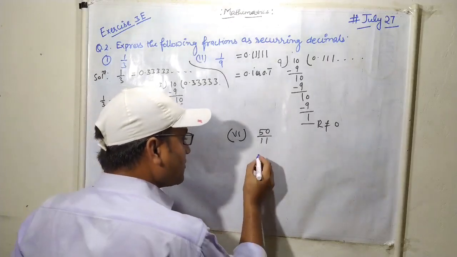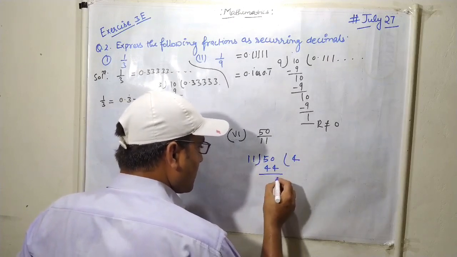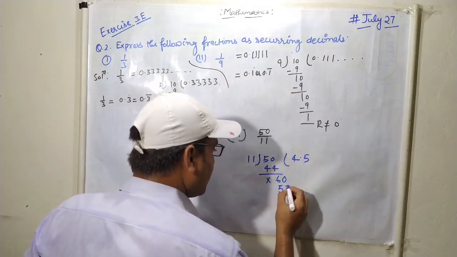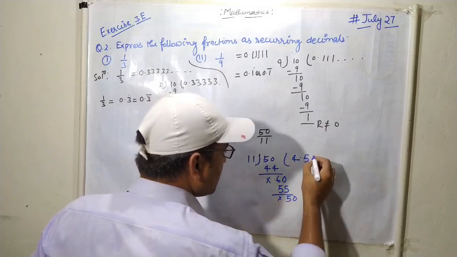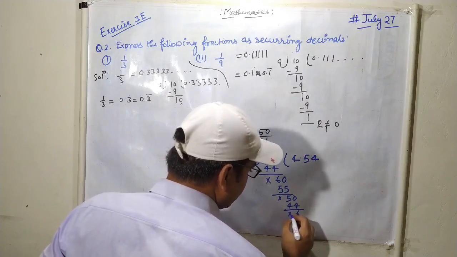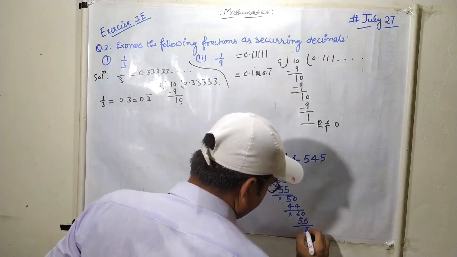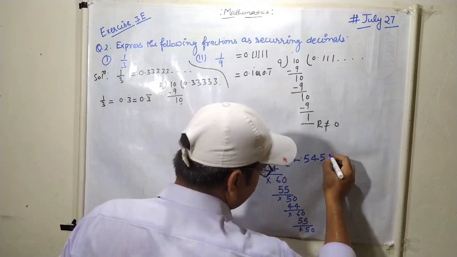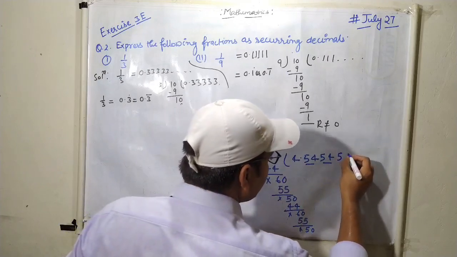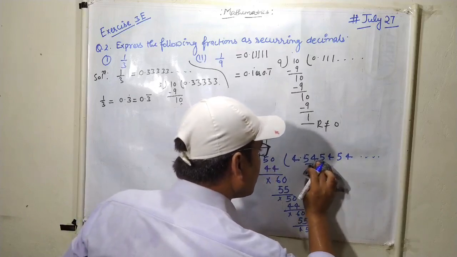So see this one, here I'm going to do this division. 4 times 11 is 44, remainder 6. 6 is not divisible, so take a point. 65, 5 times 55, remainder 10. 4 times 11 is 44, remainder 6. Again you can see this one, 5 4 repeats, 5 4 5 4, again it comes 5 4 and so on.